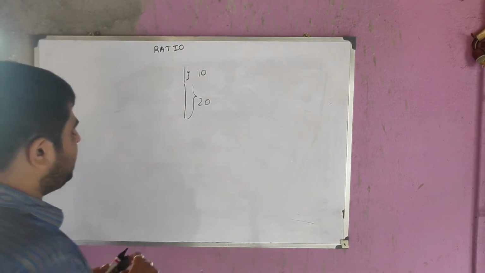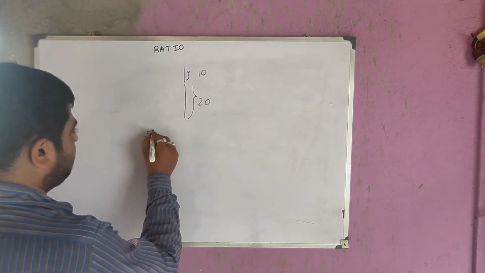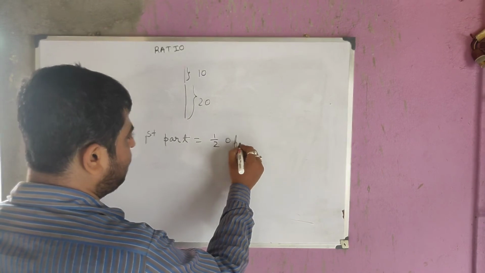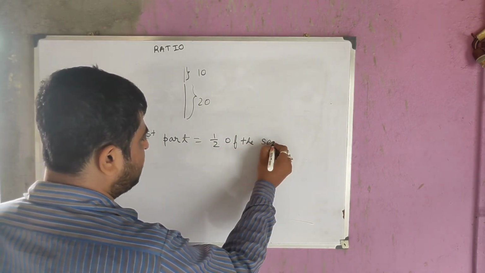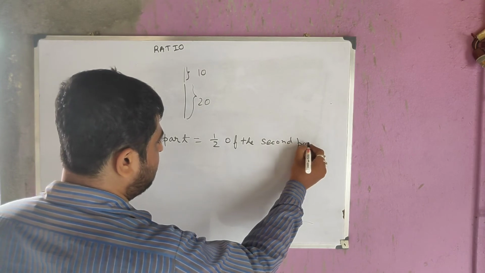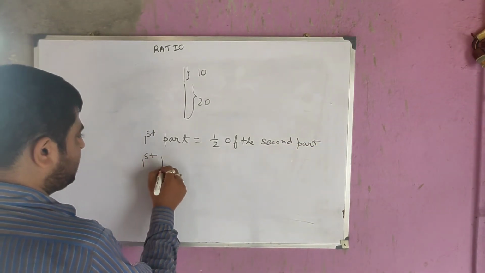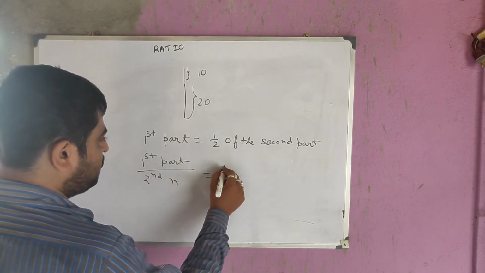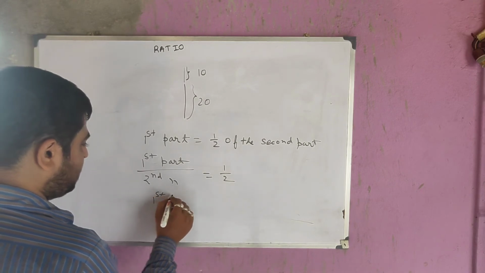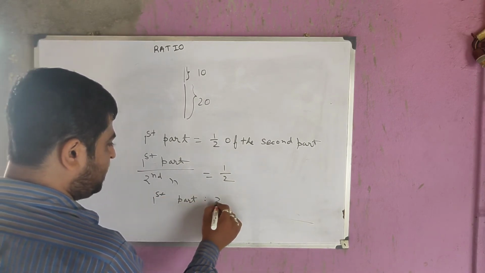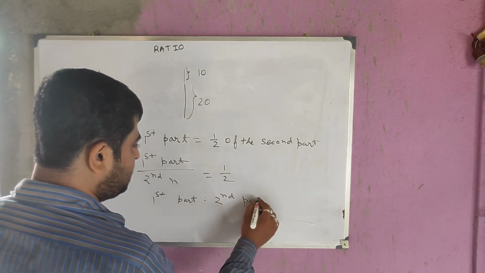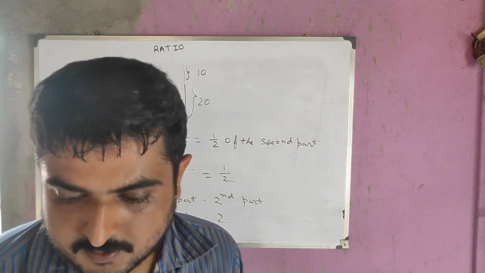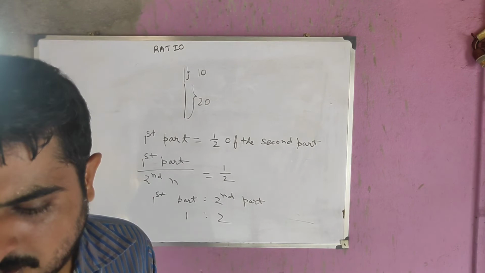So here, first part equals half of the second part. So we can tell first part by second part equals 1 by 2. So first part is to second part is 1:2. Now, find the length of both pieces.